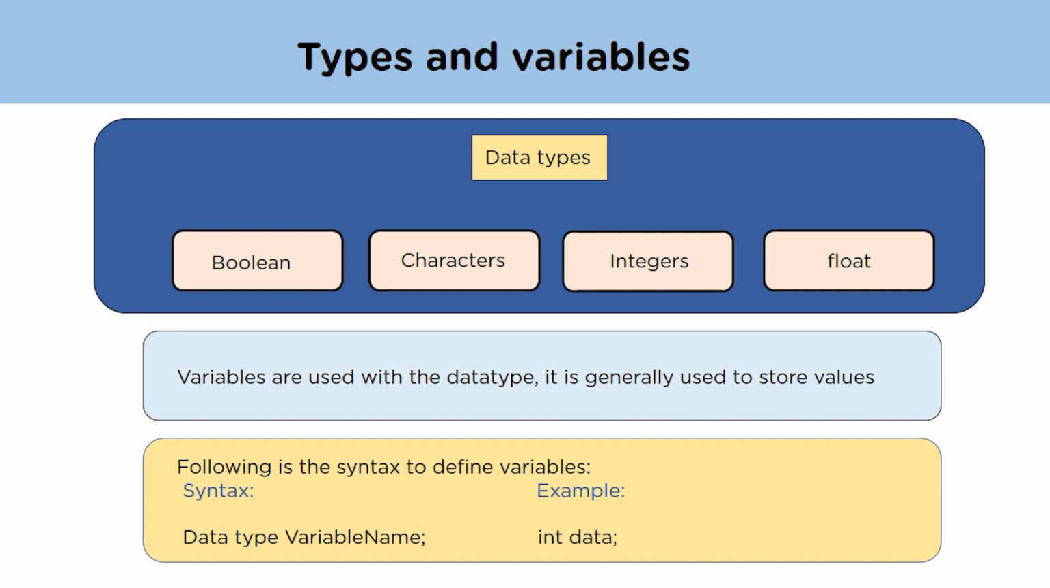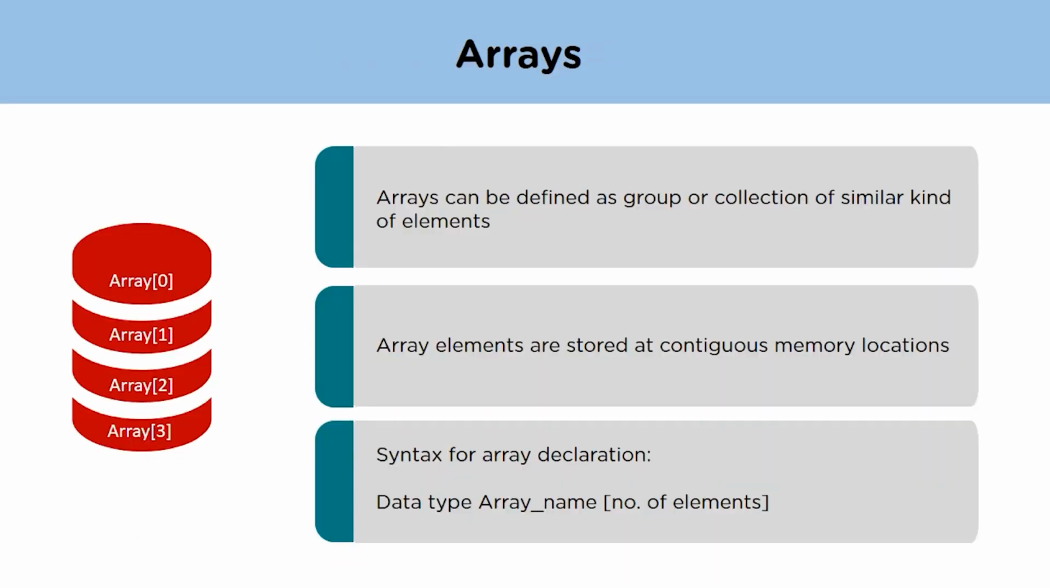Now, variables. Variables are used with these data types. It is generally used to store values. And this is the syntax to define a variable. First, we will mention the data type and then the variable name of our choice. For example, int is the data type and data is the variable name. Moving to arrays.